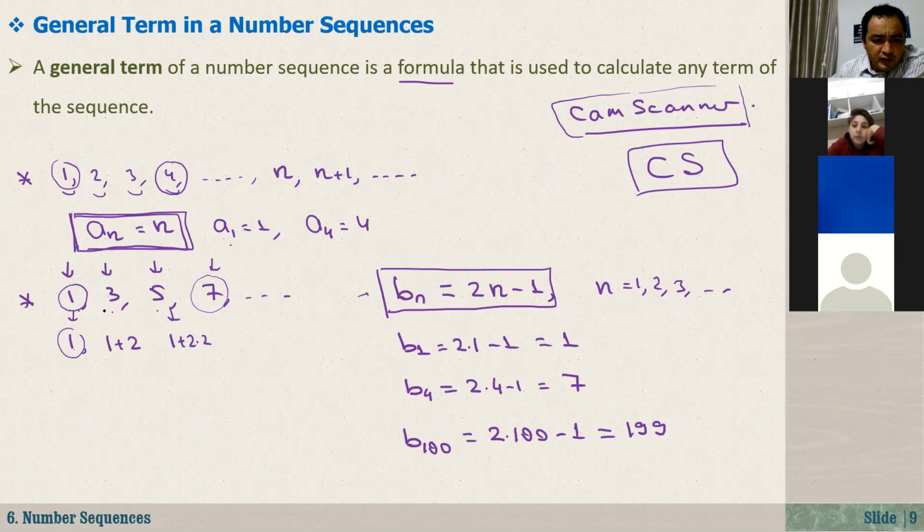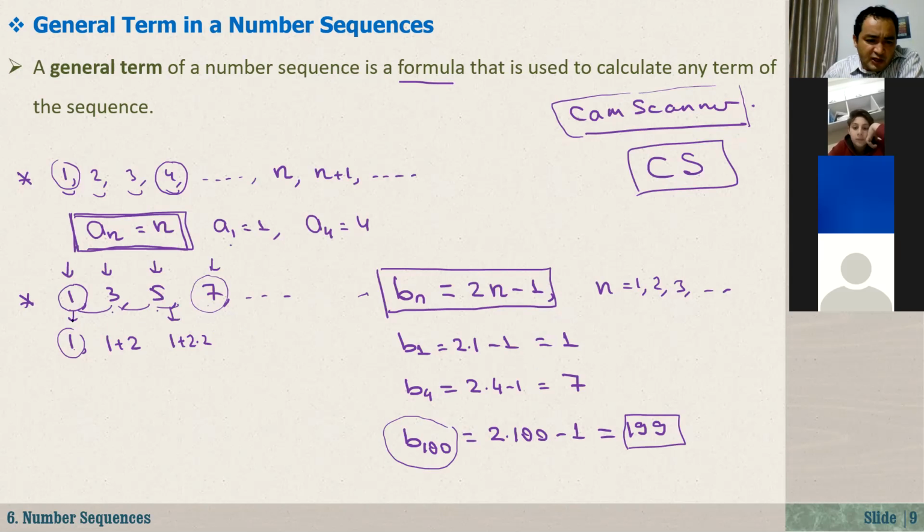If you just keep moving in this pattern, that means that the 100th term of this number sequence, you will have 199. And this is how we find the general term of a number sequence. Again, why should we find this? Actually, to be able to write any term of the number sequence without writing all the terms.